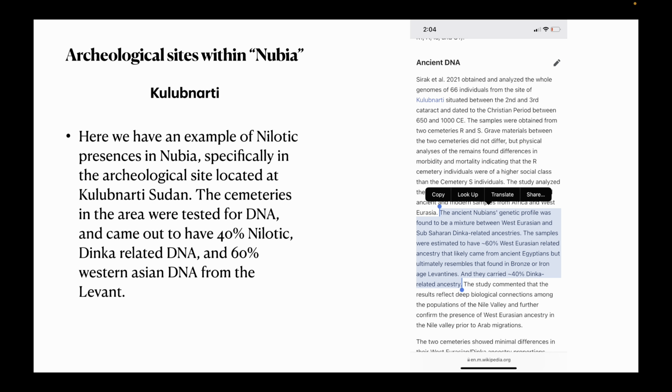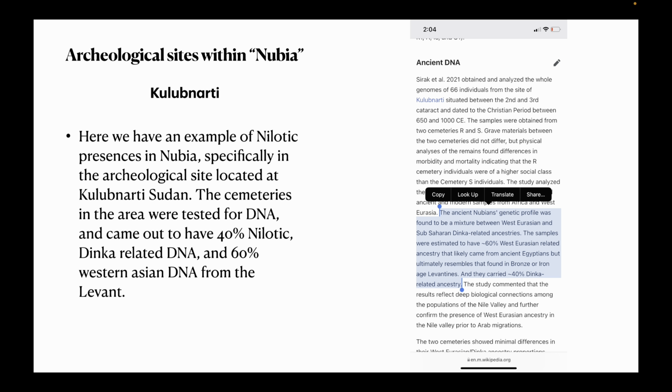The whole explanation for that, how they say ancient Egyptians, is that these ancestries likely made their way into Sudan through Egypt, which is why they would also be considered some people within ancient Egypt during this time period. Which, mind you, these were from 650 to 1000 CE. So this is way after ancient Egypt.